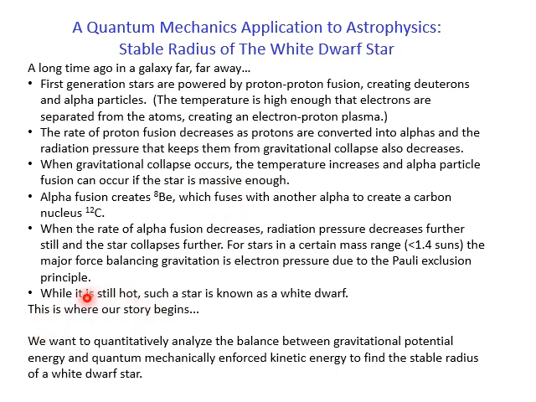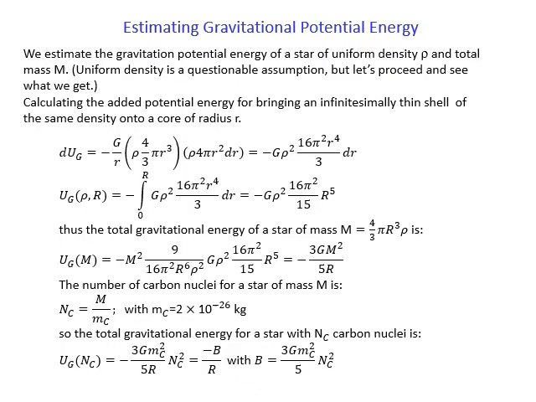And this is where we are going to start. We're going to assume that we have a mass in the right range, and we're going to assume that we've got a hot gas of electrons and nucleons where the number of electrons is known. And we want to quantitatively analyze the balance between gravitational potential energy and quantum mechanically enforced kinetic energy to find the stable radius. So first, let's go back to honors physics 1 or physics 1 or mechanics and estimate the gravitational potential energy of a system that is of uniform density.